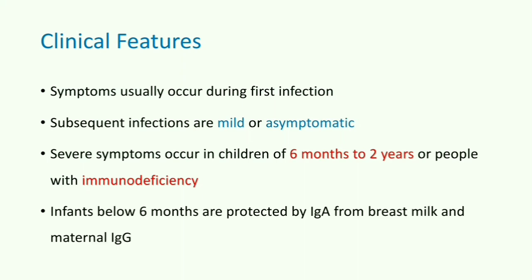Children below 6 months of age are protected by maternal immunoglobulins, that is, immunoglobulin G obtained from the placenta and immunoglobulin A obtained from the breast milk. Almost all are infected during their childhood and develop immunity to rotavirus. For this reason, rotavirus infection usually doesn't occur in adults.